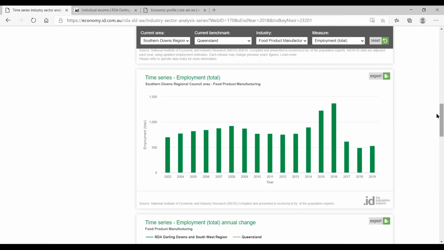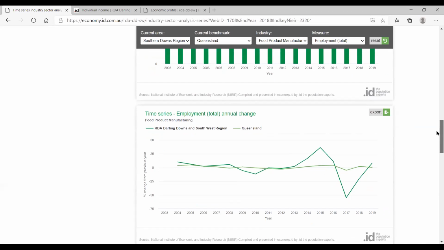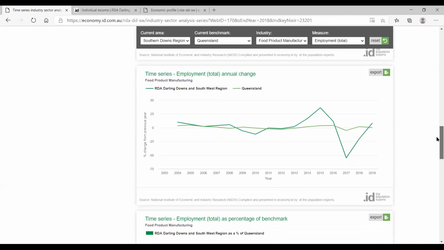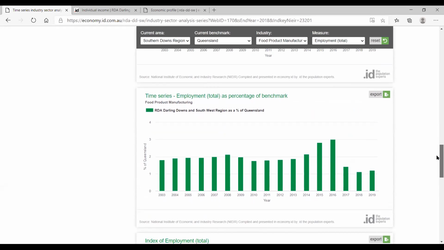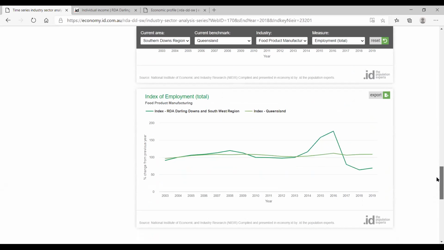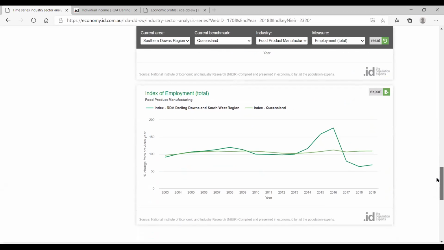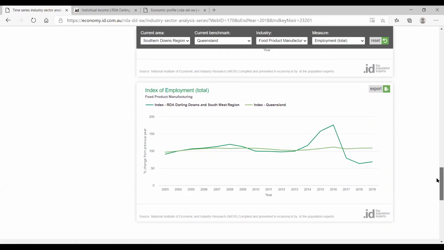Straight away you can start to get a feel of, wow, what happened in 2016 to 17? What happened during that period? Was that an abattoir? I'm not sure. That sort of thing that has moved out of the particular region. Then we can see our employment annual change over time and our time series employment as a percentage of a benchmark. And then we've got our index of employment compared to Queensland. So there are all different ways to display the data.